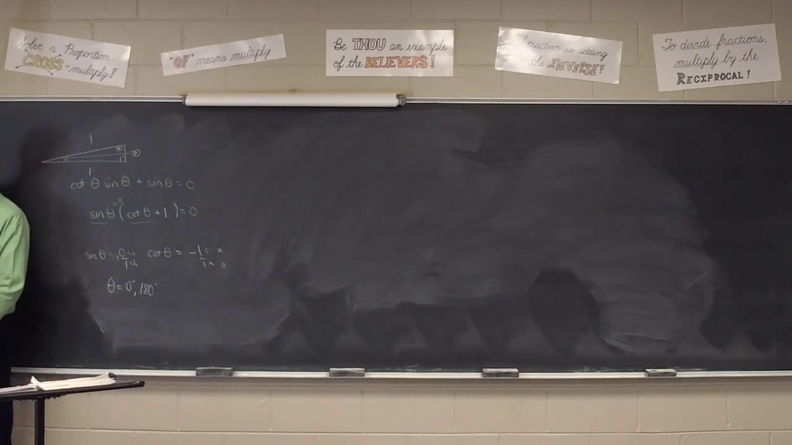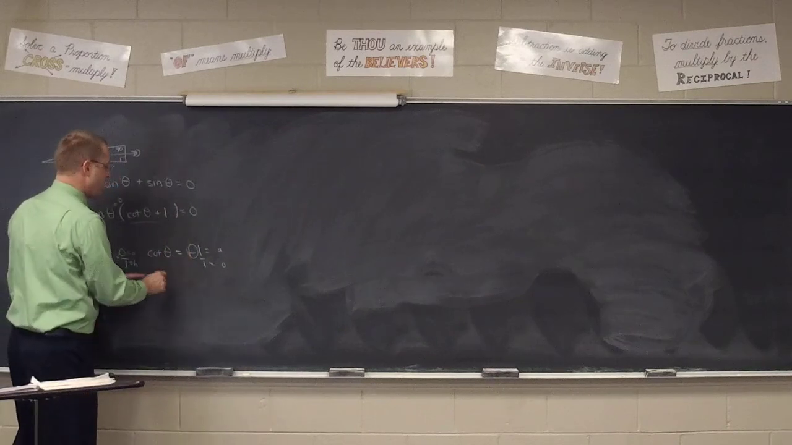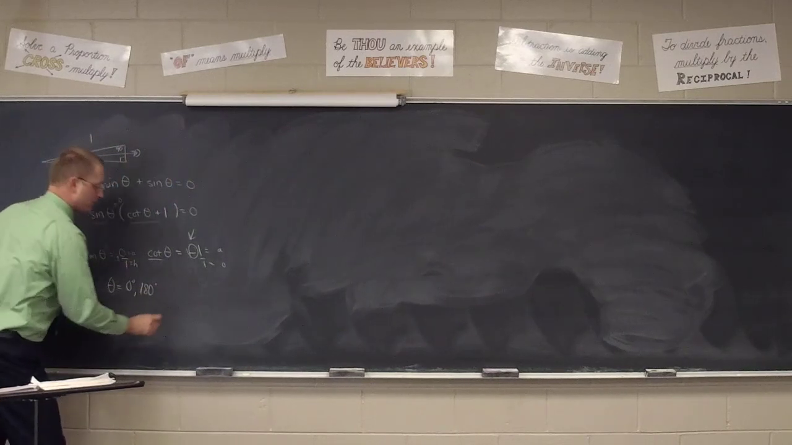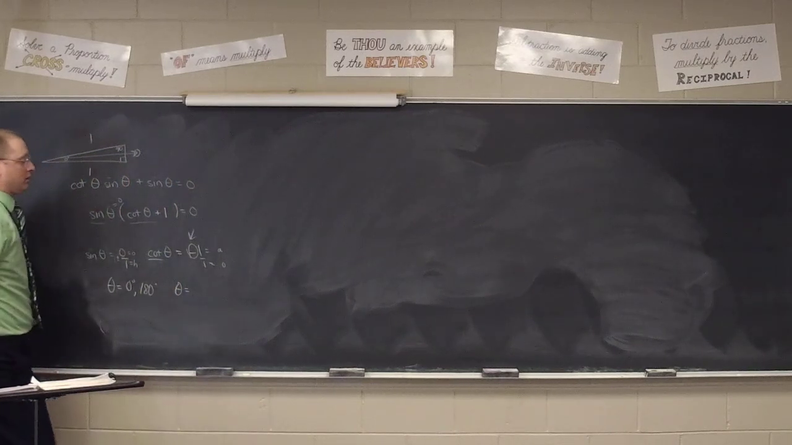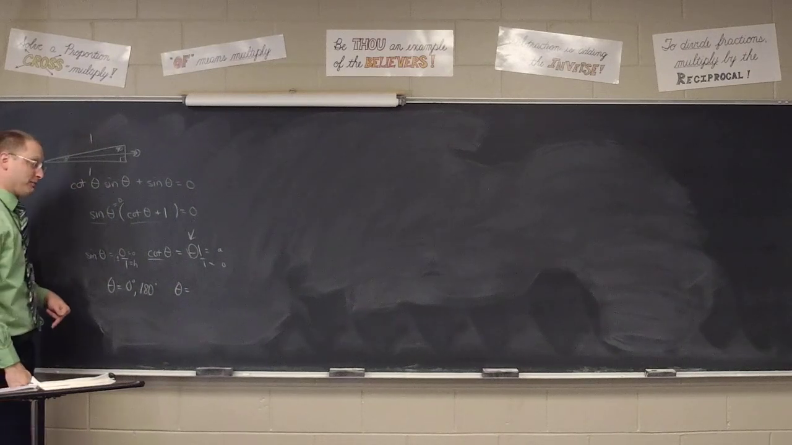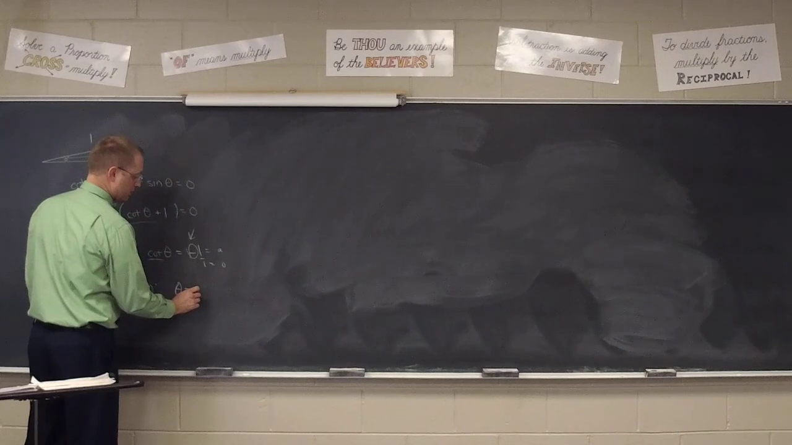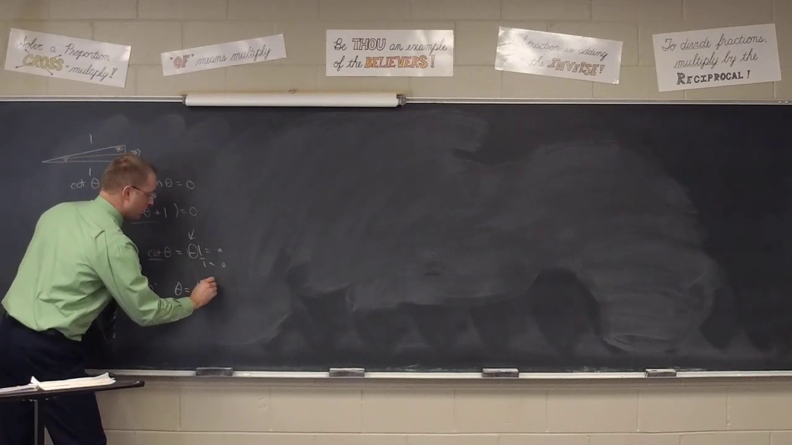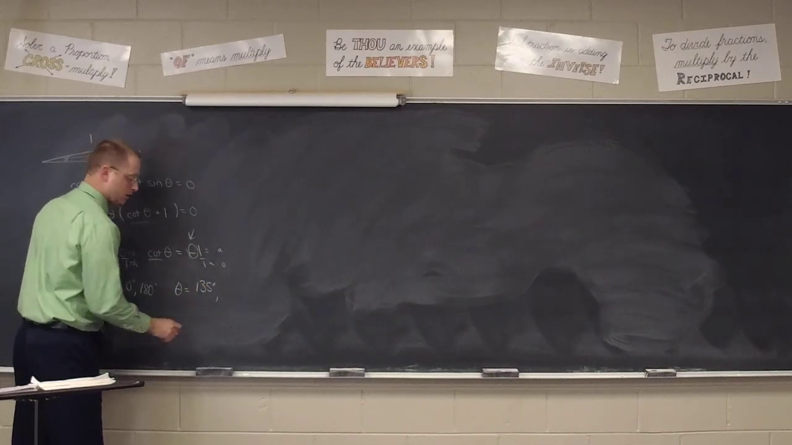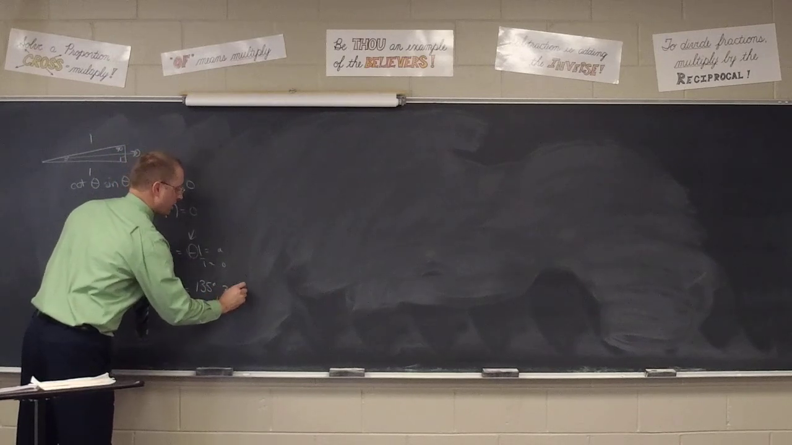45. There's your 45, but it's negative. When is cotangent negative? 2 and 4. So we need the 45s that are in 2 and 4. Okay. So 135 and 315. And there we go.